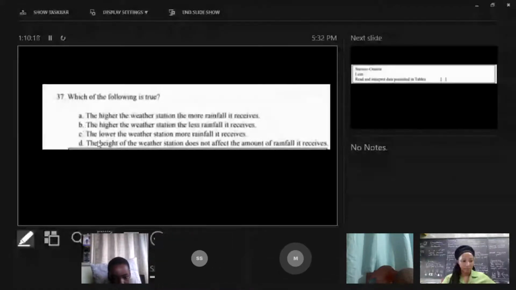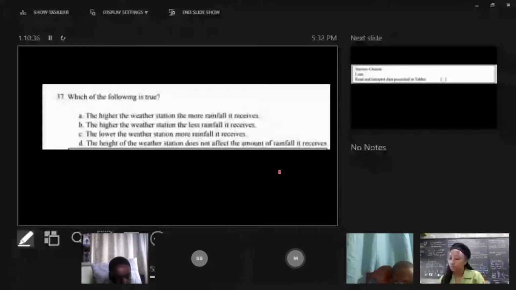True. The higher the weather station, the more rainfall it receives. B. The higher the weather station, the less rainfall it receives. C. The lower the weather station, the more rainfall it receives. D. The height of the weather station does not affect the amount of rainfall it receives. 17. Which of the following is true?